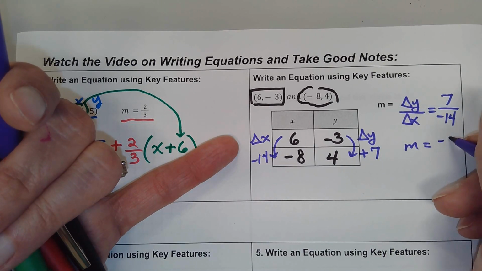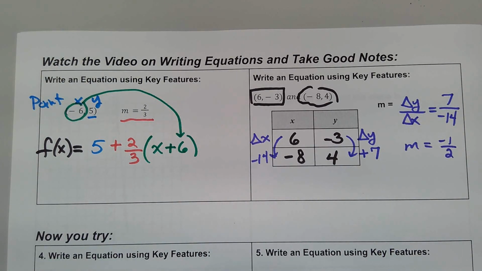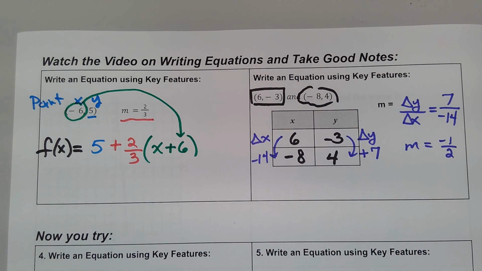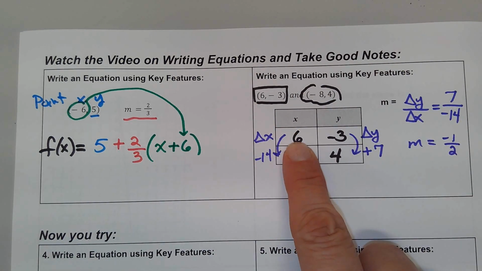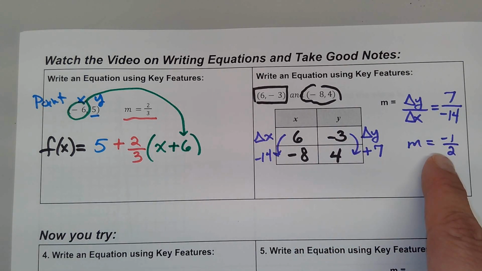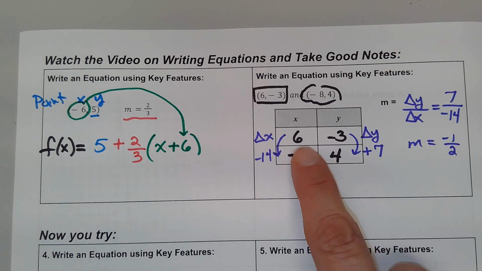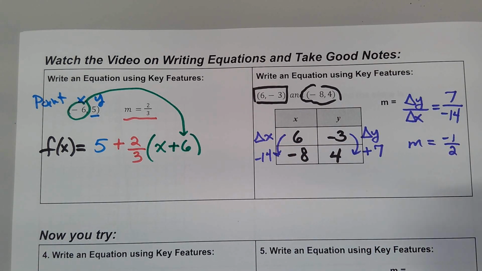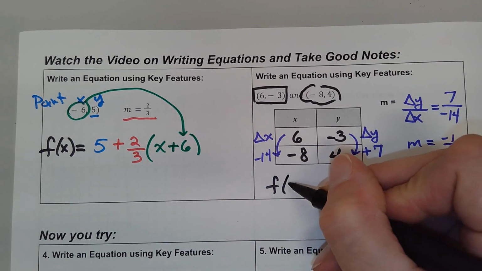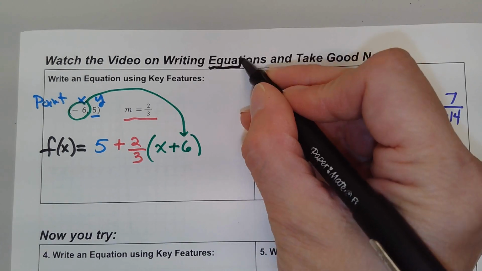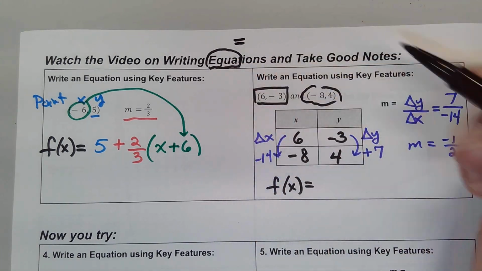That gives us -1/2. Okay, to write an equation, there's 3 things we need to know. An x, a y, and a slope. Now you can pick either of these points. That's your choice. I'm going to pick this top point. Most people use the top one. And the equation starts off with f of x equals. Okay, remember, an equation needs that equal sign.